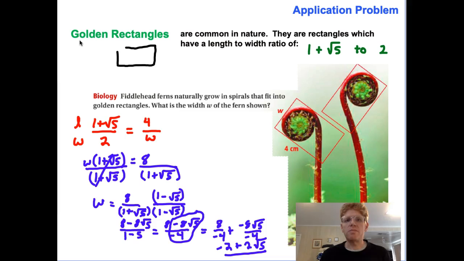So, fairly simple application of using the conjugate to simplify a radical expression. You should be good to go.